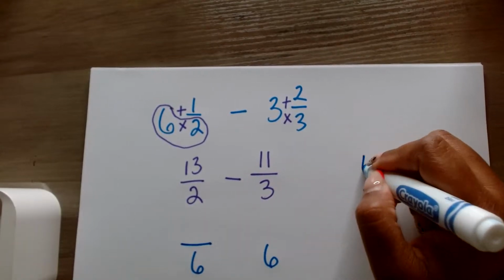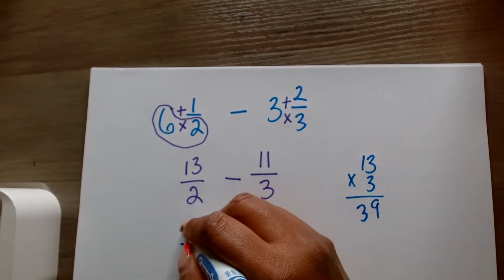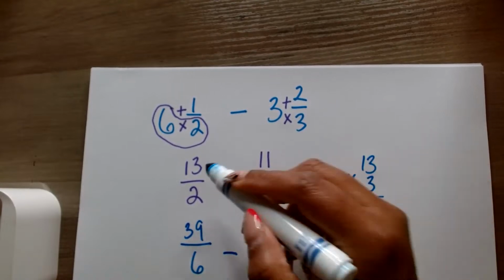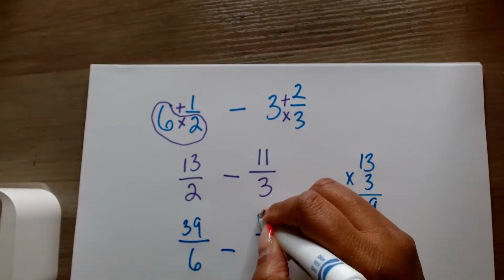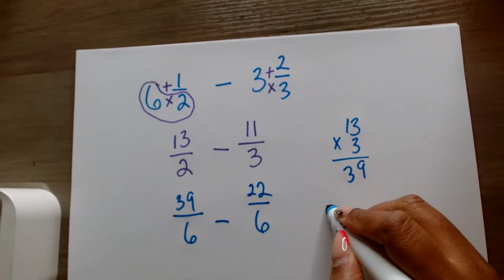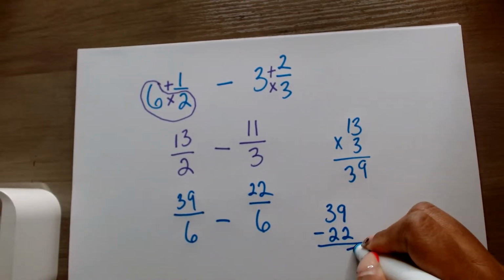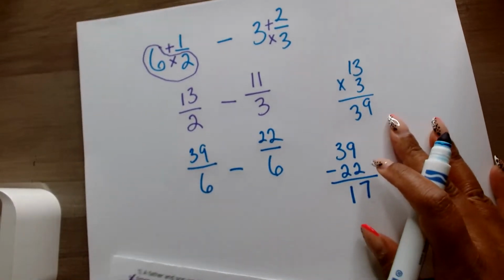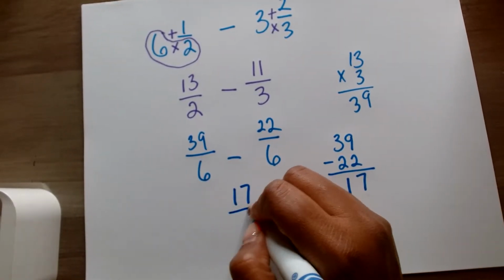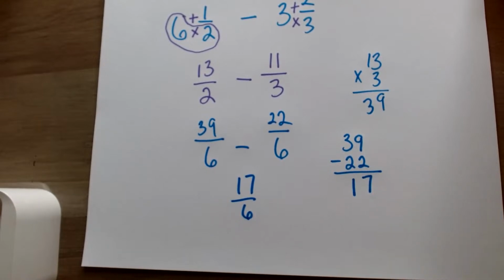And it's okay if you need to come to the side real quick. So that's 39 minus, and then 2 times 11, we know is 22. And so now we are going to subtract 39 minus 22. We get 17. So we get 17 over 6, but that's still an improper fraction, right? So we need to change it back to a mixed number like our answer choices.